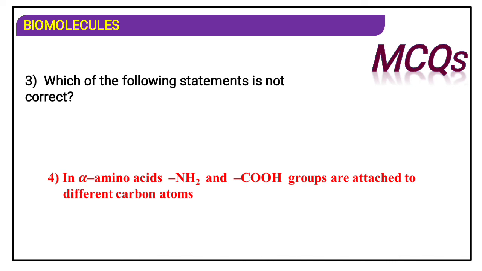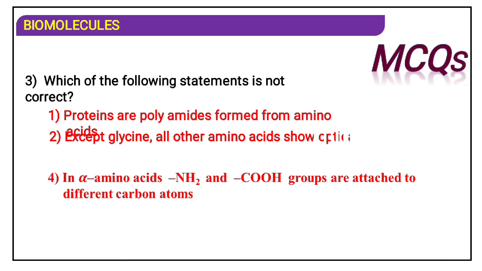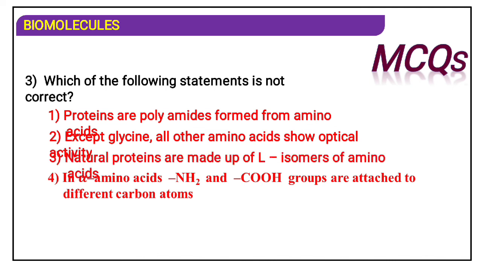Which of the following statements is correct? There are four options provided. Which option is correct and which remaining three are wrong? We discussed that proteins are polyamides formed from amino acids. You know that. Two or more amino acids are linked by amide linkage, and then proteins are formed, which are polyamides formed from amino acids. That's why this statement is correct.